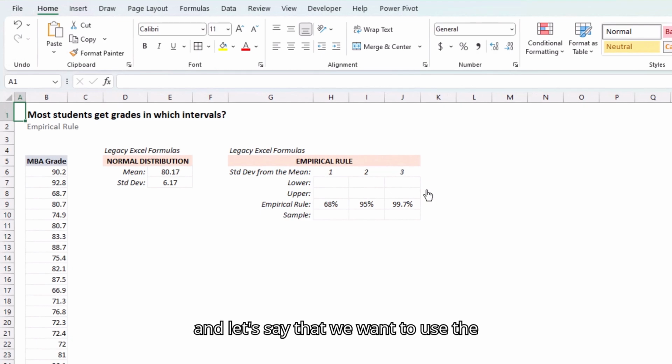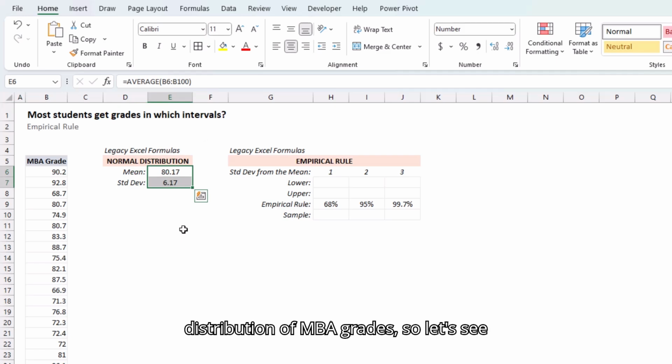And let's say that we want to use the empirical rule to find out the grade intervals in which most of our students will fall. We have our normal distribution of MBA grades, so let's see which grades are within 1, 2, and 3 standard deviations away from the mean. So let's calculate these values.